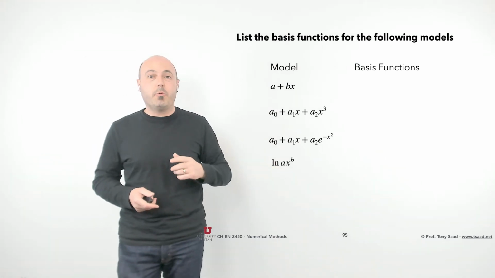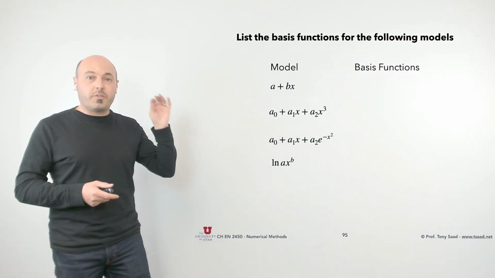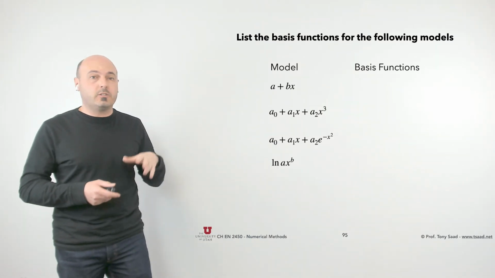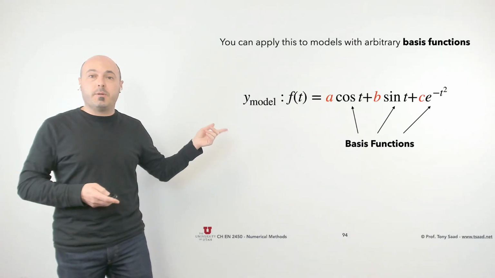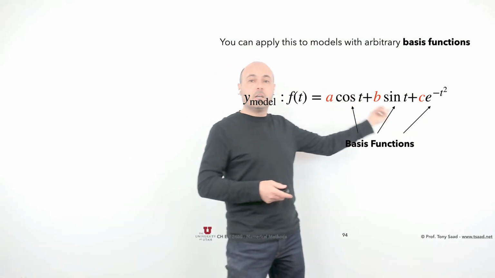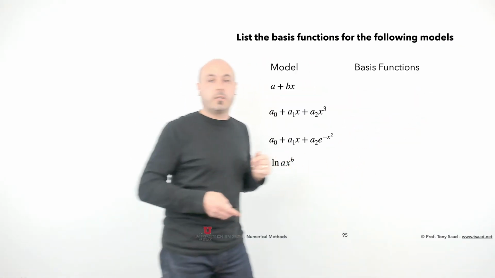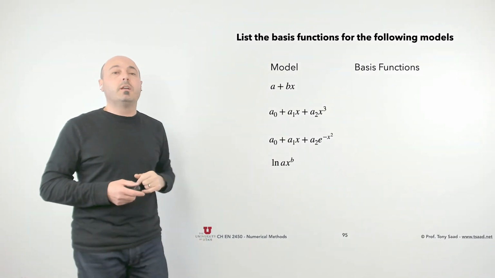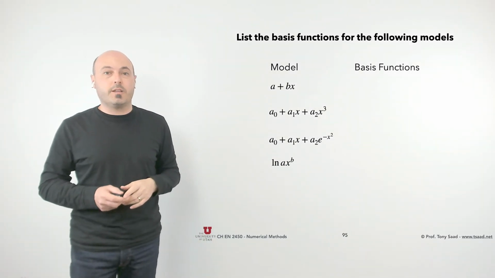I want you to take a moment now and think about it. Just list the basis functions, like I listed them in the previous slide. The basis functions over here are cosine t, sine t, e to the minus t squared. I want you to do the same for these models, and I will see you on the other side.